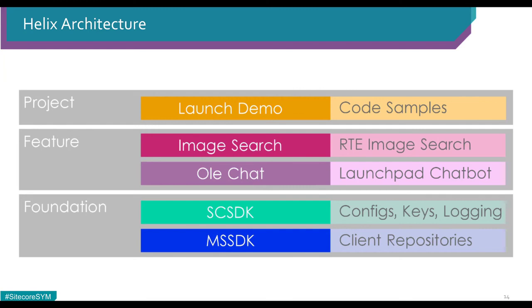On top of that is the Sitecore project. And what that does is it wires in all your config keys. As I'm logging, in case you're making calls and it calls an error, it'll log that error for you. On top of that, this is where each of those features is built, in the feature layer. So the image search and the Ola chat are two different features with two different projects, and those will eventually become two different modules.